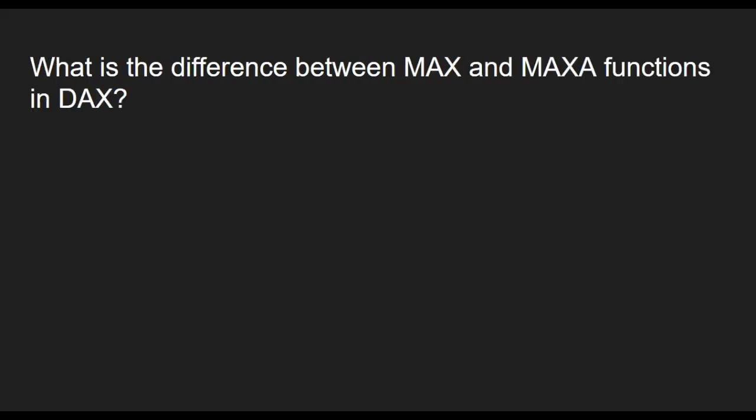So what is the difference between max and max_a functions in DAX? The max function takes as an argument a column that contains numeric values. If the column contains no numbers, max returns a blank. If you want to evaluate values that are not numbers, we can use max_a function.